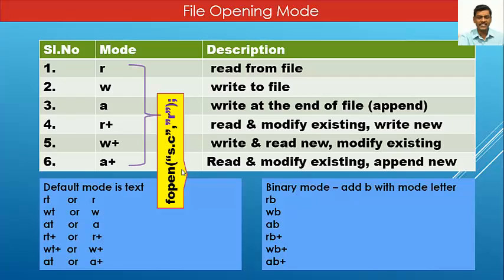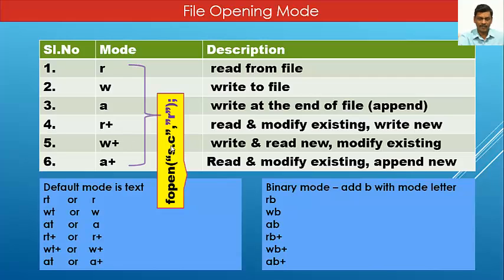That function is included in stdio.h, the standard input output header file. If we want to call the fopen function, we pass 2 arguments. The first argument is the file name. That file is either already available on the hard disk, or it will be newly created on the hard disk. So this is a file name.